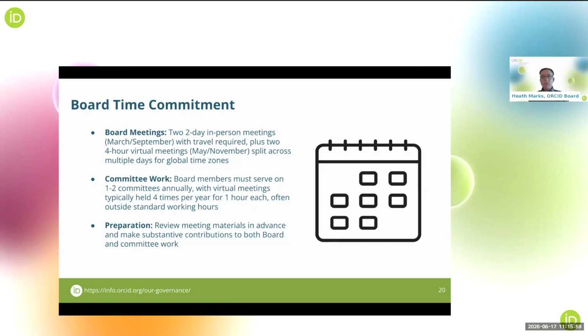In regards to preparation for the board, you are required to review all meeting materials in advance, so making sure you've read and are prepared to make substantive contributions to both board and committee work. As I mentioned before, ORCID is a working board and all directors are required to contribute and be part of the discussions and decision-making and governance process.